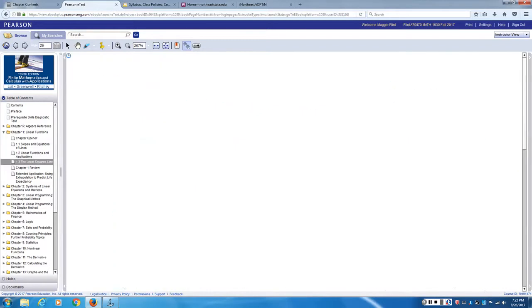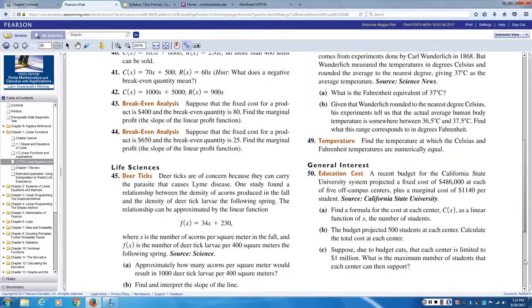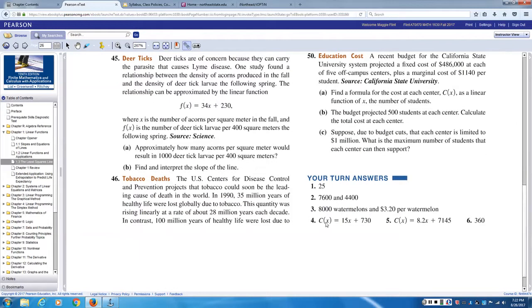Okay, there. 17. There they are. So there's the answer to all of your turn exercises. Now that's all it is, answers. But that's the right answer.